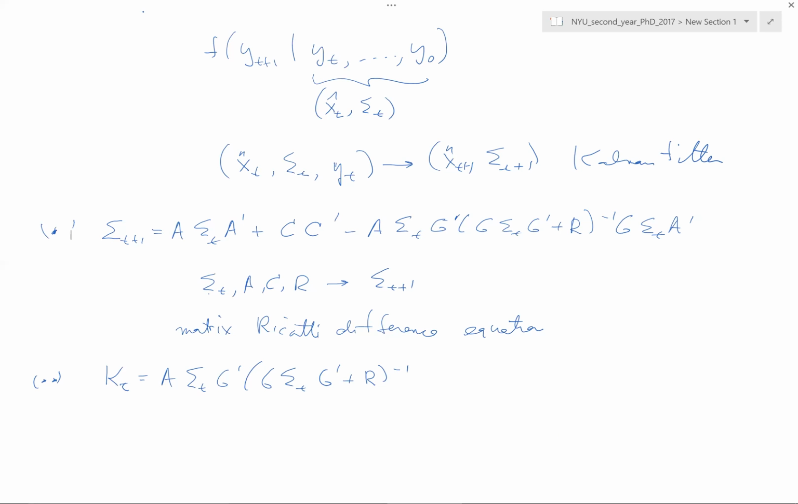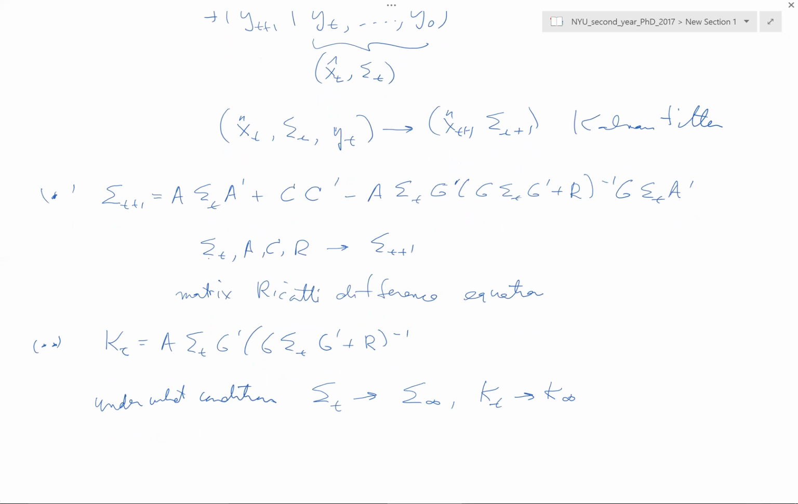Infinite horizon problems are often easier than finite horizon problems because decision rules end up not depending on time. They're time invariant decision rules. So what's the counterpart here? One might want to know under what conditions, and we don't work backwards, does sigma t converge to something? Because if sigma t converges, then k_t will converge. And it looks like you have a chance for it to converge because we've set this up so that A, C, and R are independent of time. So it turns out there are conditions for this. They're not Blackwell's conditions.